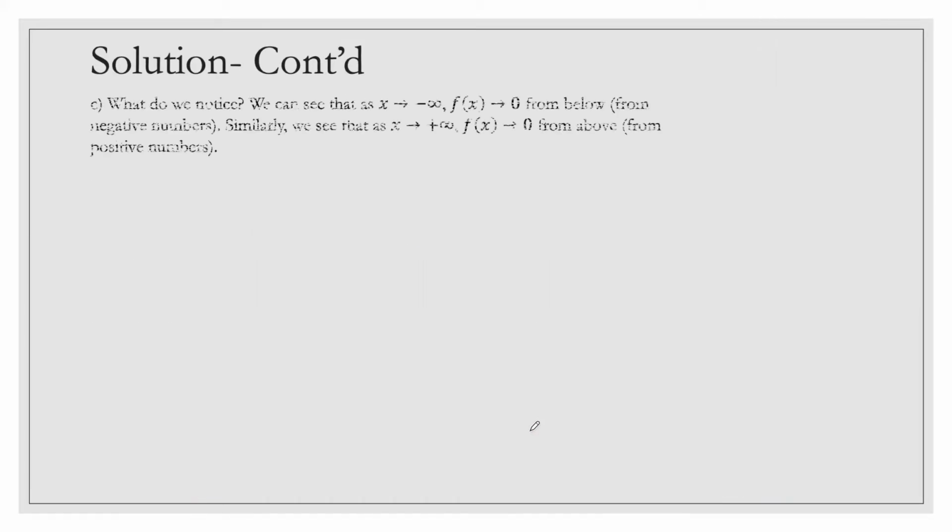So what do we notice? So we can see here that as x approaches negative infinity, f at x goes towards 0 from below. So this is coming in from the negative numbers. And very similarly, as x goes towards positive infinity, f at x goes towards 0 from above. So this once again helps us get a better idea of what the graph looks like around the end behaviors. And we can actually start filling in more of the graph.